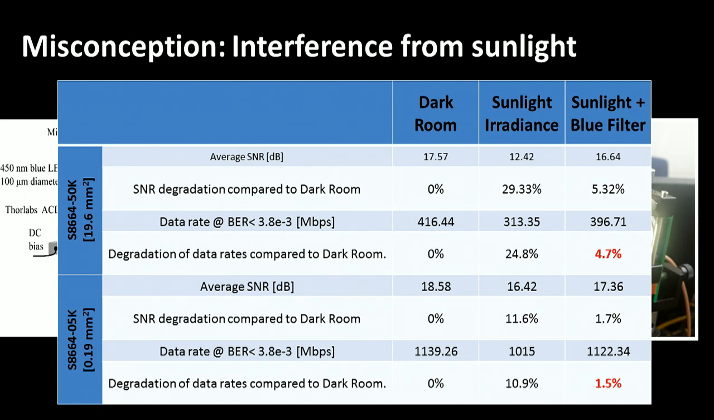So the data rate dropped from 1.139 gigabit per second in a dark room to 1.122 gigabit in strong sunlight conditions. So that's a degradation of 1.5%.